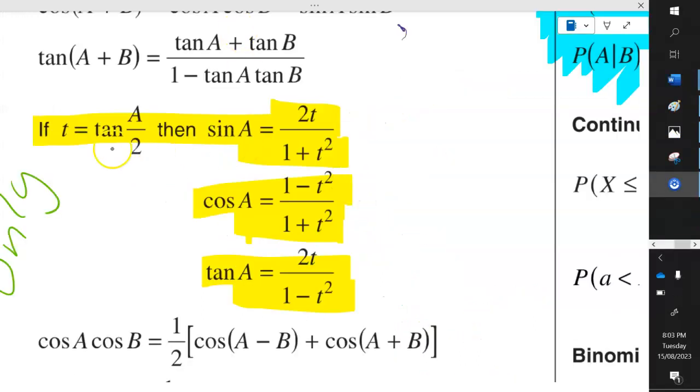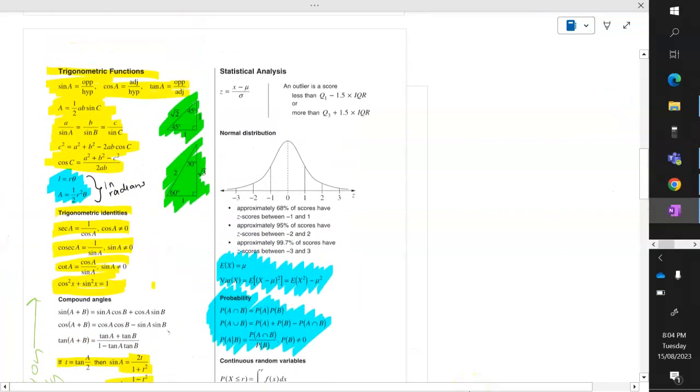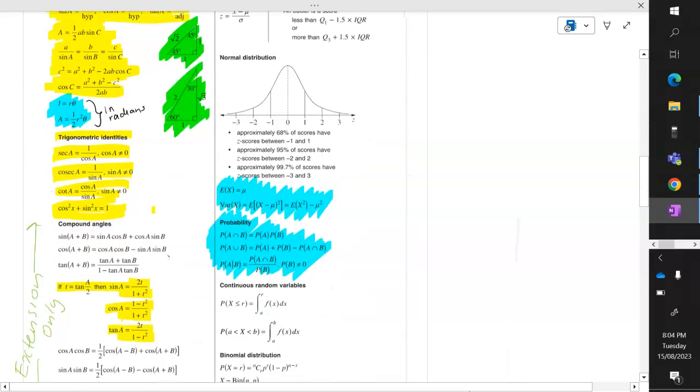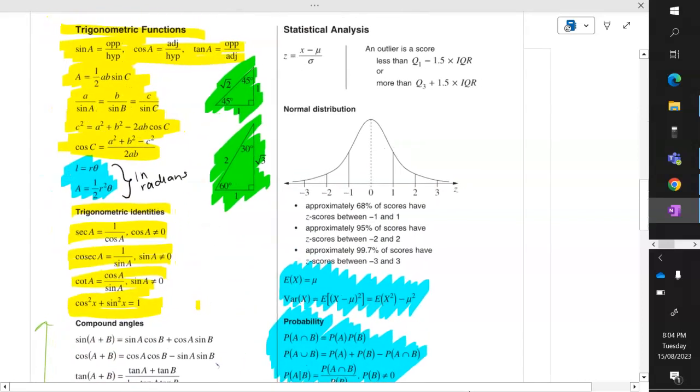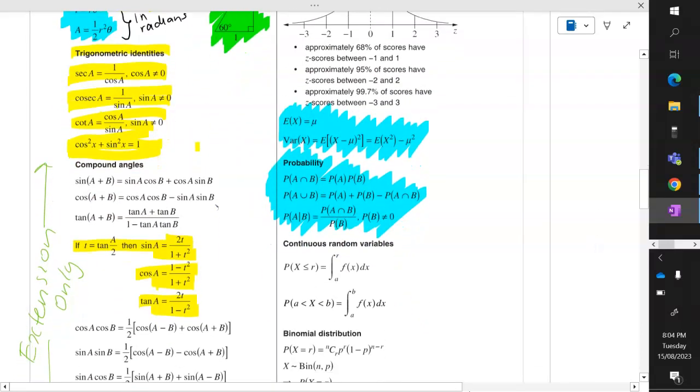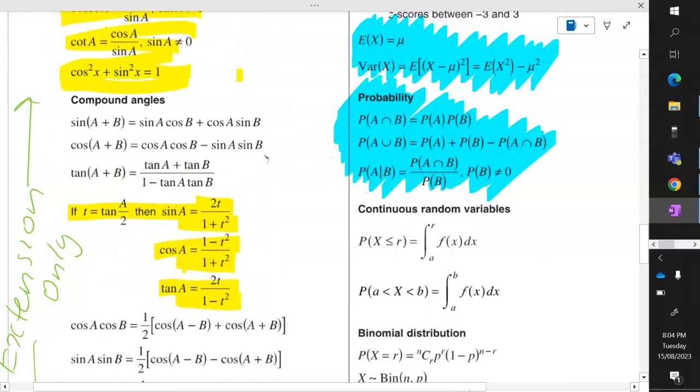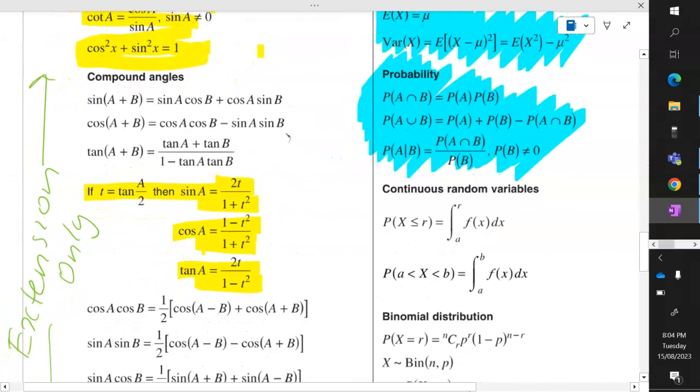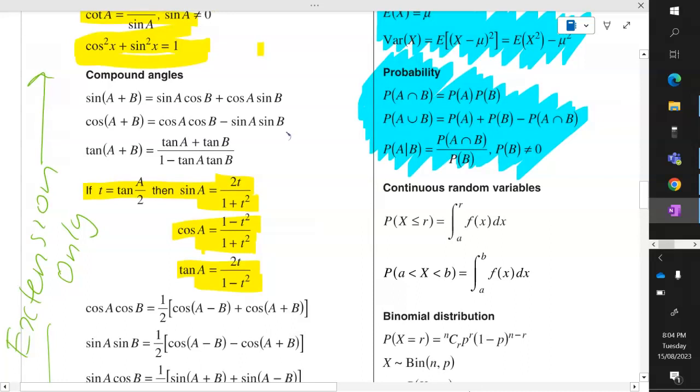Okay, so these yellow ones here that talk about t being equal to tan A on 2, and the 3 sine, cos and tan A formulas are the ones that we're going to have a look at proving today. Where they sit on your HSC formula sheet is on that second page, underneath your trig functions and your trig identities, and underneath our compound angles. So they are extension only formulas, and let's look at how we can derive those formulas.